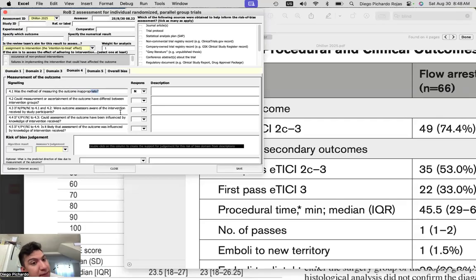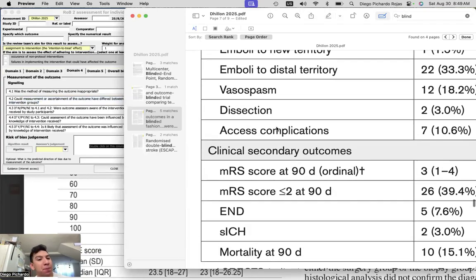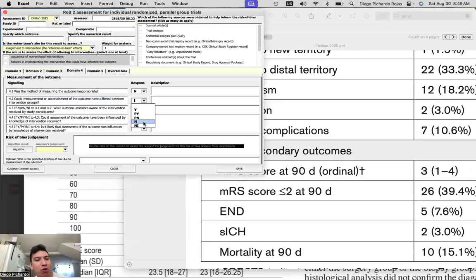Could measurement of outcomes have differed between intervention groups? Again, if we have a visual analog scale, which is pretty subjective, and you have to answer a questionnaire done by the evaluator, that could have differed because of bias by the evaluators. But this doesn't matter who reads it. This is super objective, so we're going to put probably not. There's probably no difference between intervention groups.